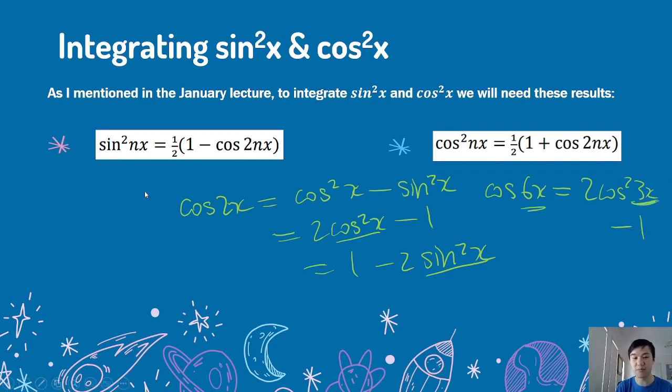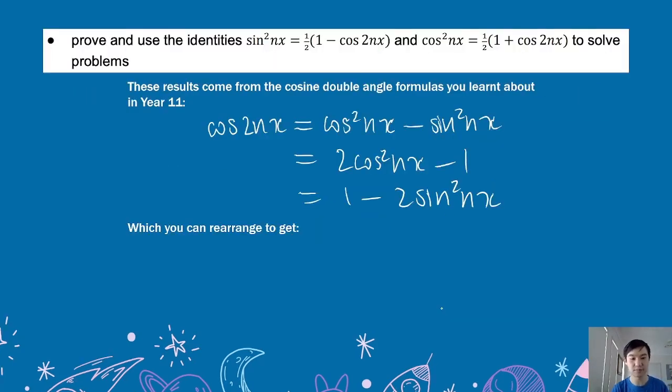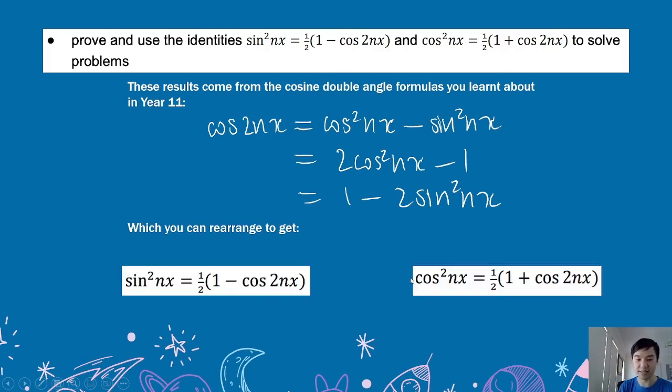So basically, when you have nx and you rearrange it into this form, you just have to make sure that it's double what you started with. When you make this a subject, for example, if we were trying to integrate cos squared 3x, this will still be half 1 plus cos 6x, and we'll just have to change that into this, because this thing is much easier to integrate compared to that. Just like I said, it comes from your cosine double angle formulas, which you learned in year 11, and when you rearrange them, you can get these results.